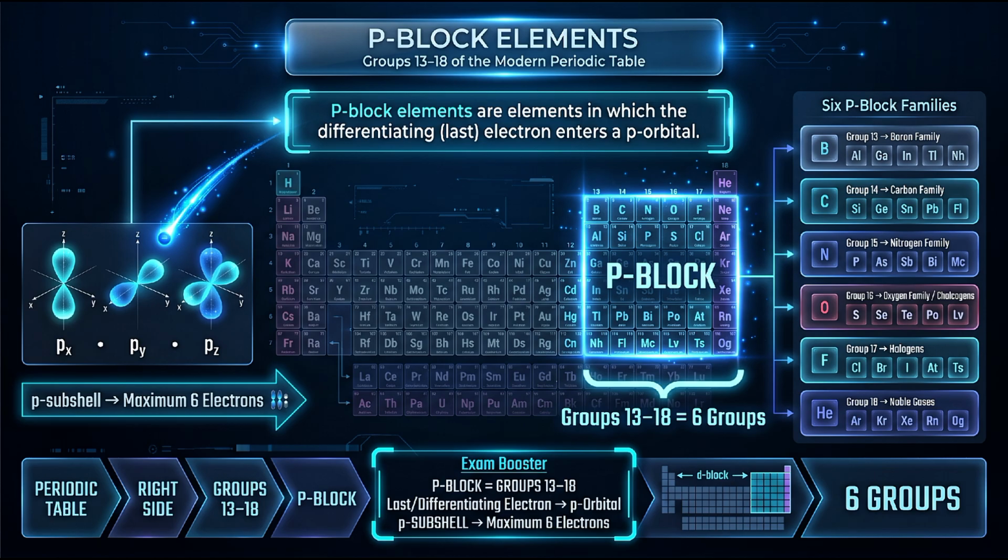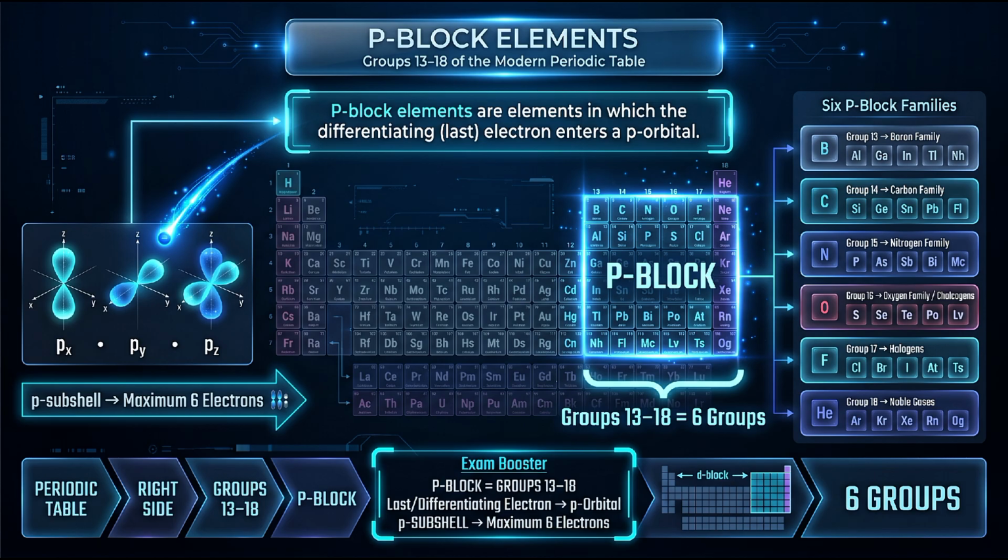So, the complete concept can be summarized naturally like this. P-block elements are the elements of the right side of the modern periodic table in which the differentiating electron enters a p-subshell. They occupy Groups 13 to 18 and therefore contain 6 groups. The p-subshell consists of 3 orbitals, px, py, and pz, and each orbital can hold 2 electrons, giving the p-subshell a maximum capacity of 6 electrons.